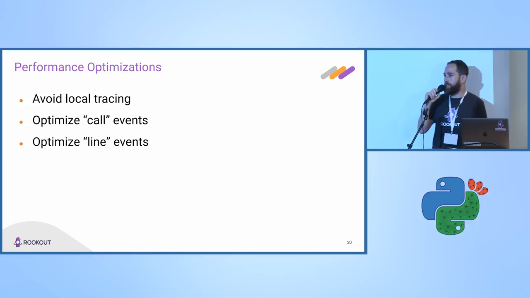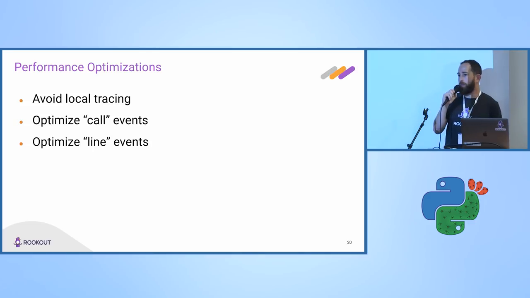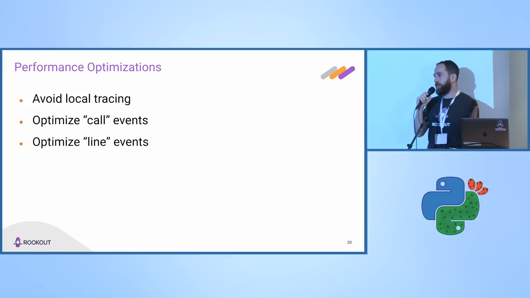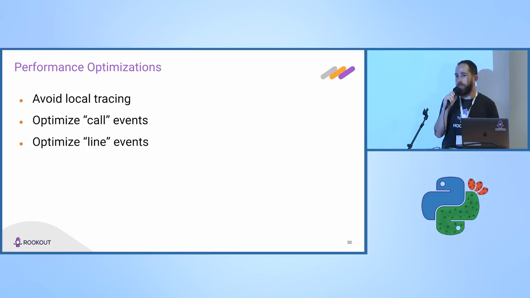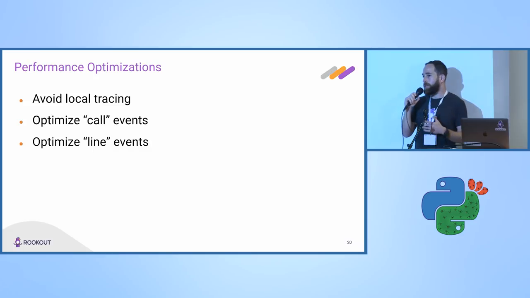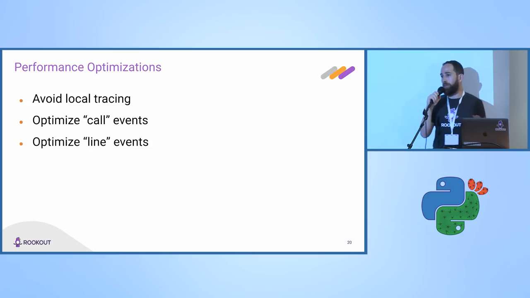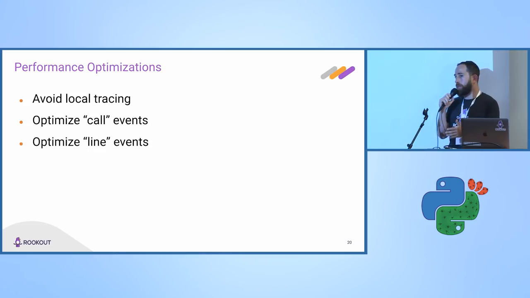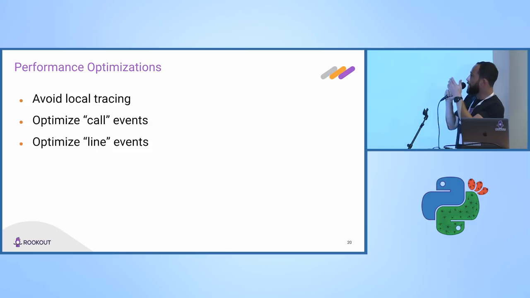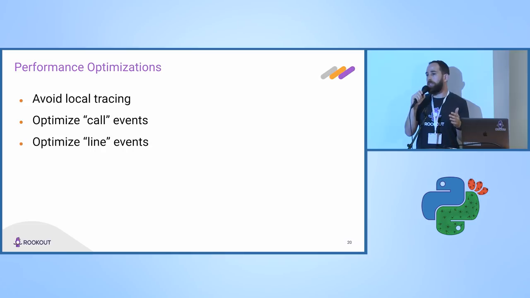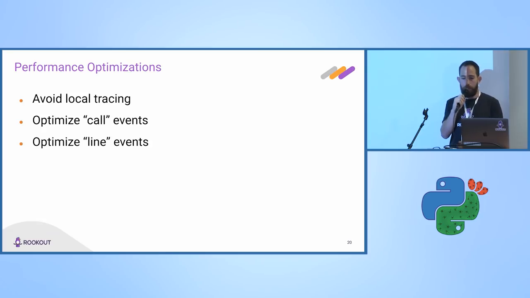So how do we optimize the debugger? First of all, as you remember, we have both the global trace function and the local trace function. As I'm sure you can imagine, the local trace function is invoked a lot more than the global trace, and by avoiding local tracing as much as possible, we make it a lot faster. So the first thing is to be as smart as possible about whether or not we need to trace a specific frame. The second thing is to make that call decision, about whether or not we want to trace a frame, as fast as possible. And last but not least, optimize the line events. When we are local tracing, line events are the most common, so make them as fast as possible.